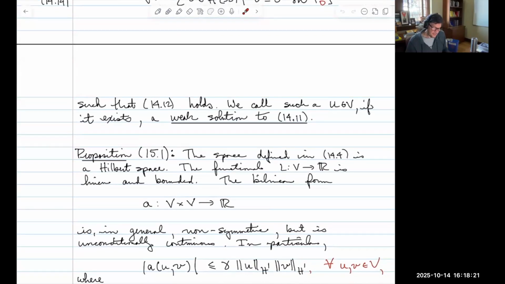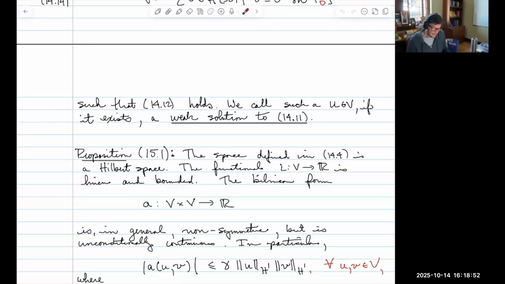So the space defined in 14.4 is in fact a Hilbert space. It's actually a topologically closed subspace of a Hilbert space, so it has to be a Hilbert space. The functional L, which takes functions in V and maps them to R, is linear and bounded.